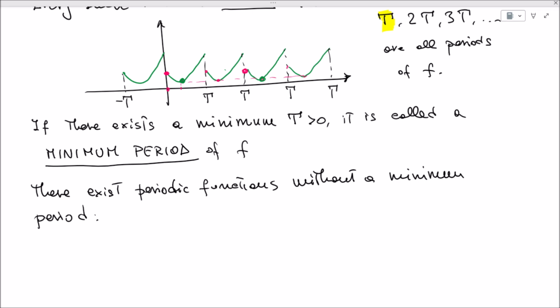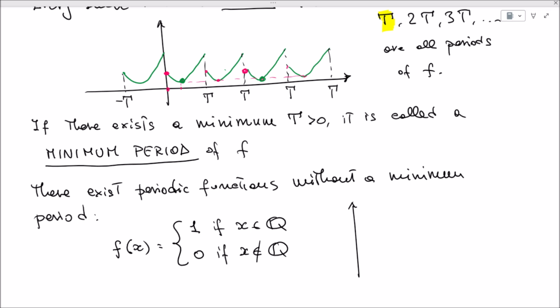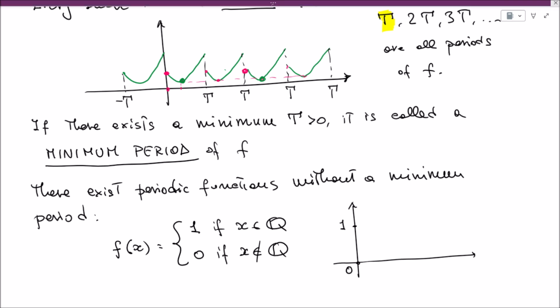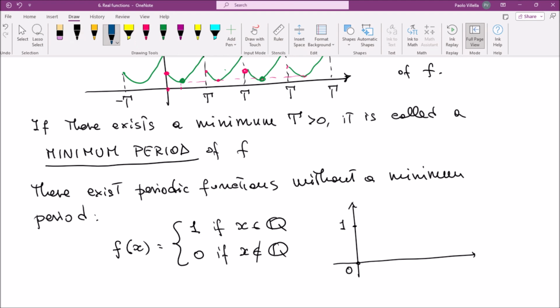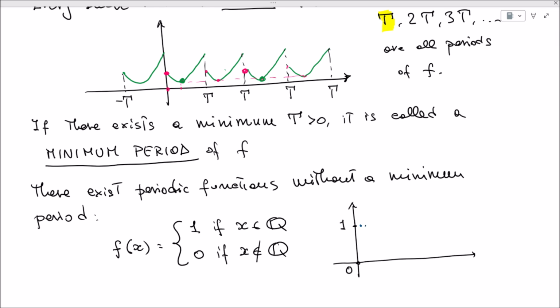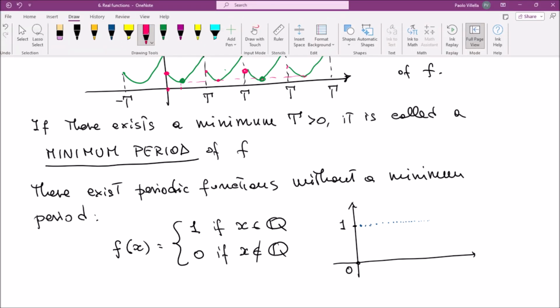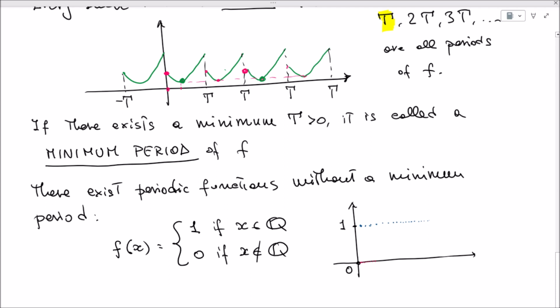I'll give an example. Consider this function f of x, which is equal to 1 if x is rational, and instead is equal to 0 if x is not rational. Okay, what is the graph of this function? Let's say that we have 1 here, we have 0 here. So if x is rational, we have 1, infinitely many ones. And if x instead is irrational, we are all on the x-axis.